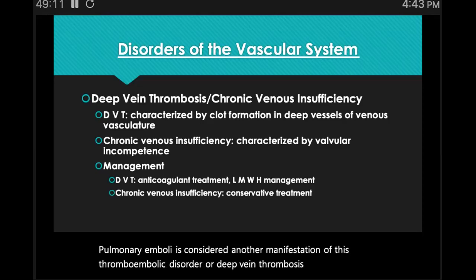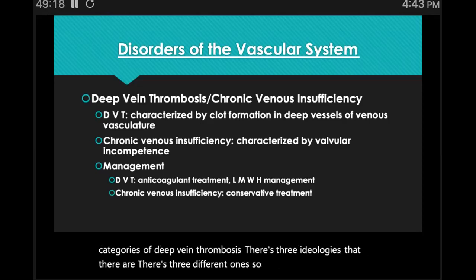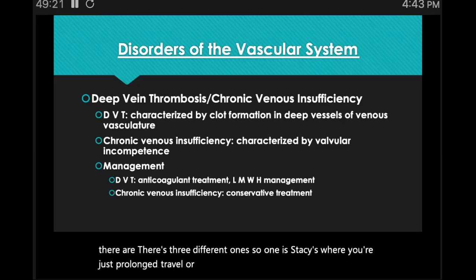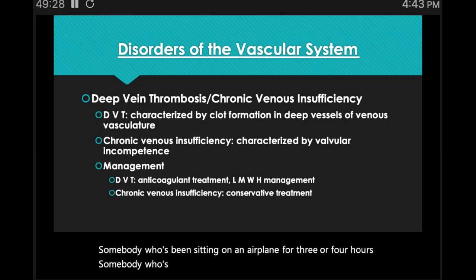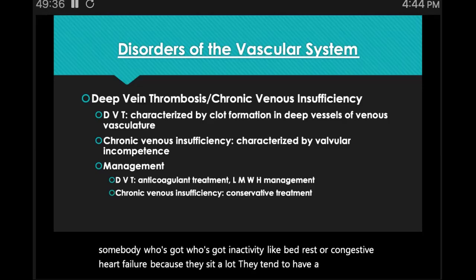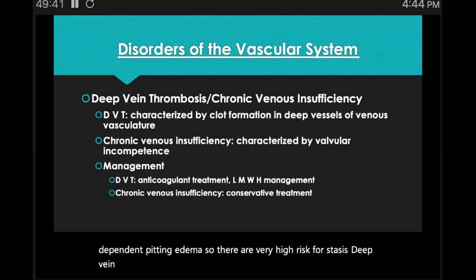So there are three categories of deep vein thromboses, three different etiologies. One is stasis, where you have prolonged travel or inactivity for more than 3 hours. So a stasis DVT would be like somebody who's been sitting on an airplane for 3 or 4 hours, or somebody who's inactive, like with bed rest or congestive heart failure, because they sit a lot. They tend to have very much dependent pitting edema. So there's a very high risk for stasis deep vein thrombosis. We also have our inherited coagulation disorders like factor V Leiden deficiency, and so forth.